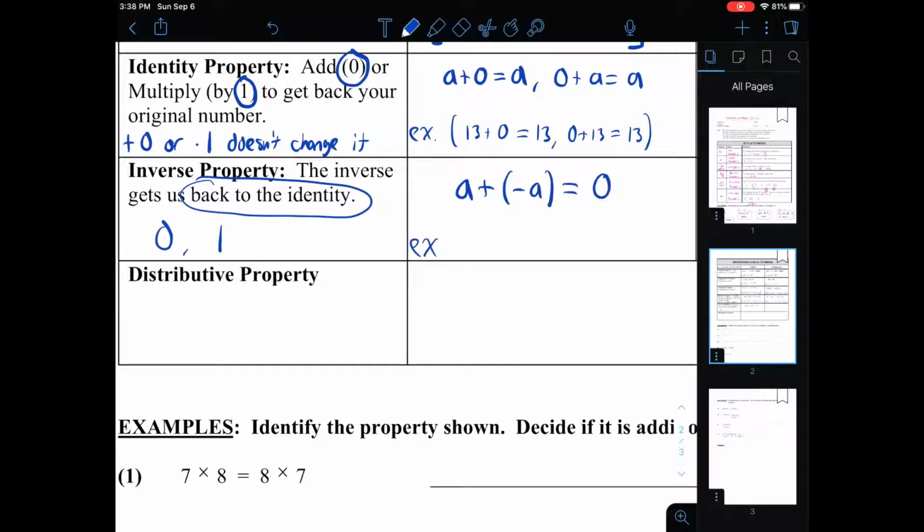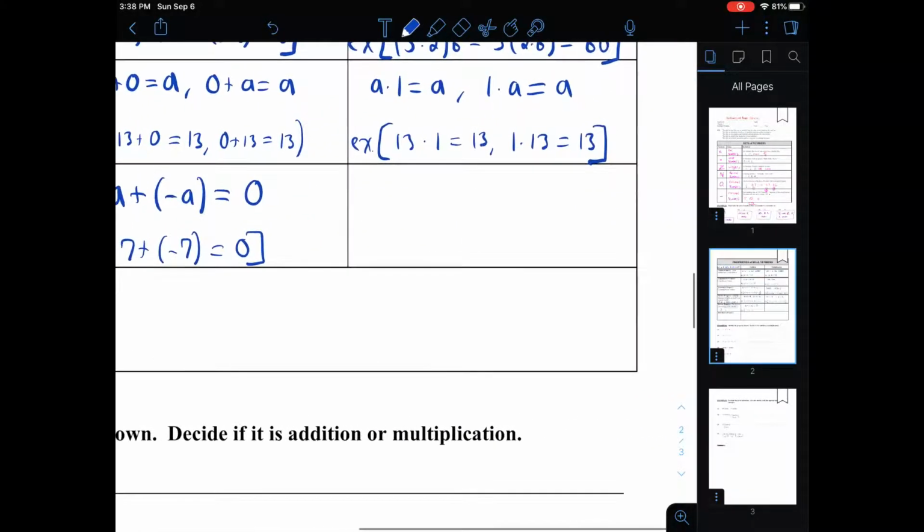So our example would be, if we do 7 plus what? Negative 7 equals 0. And then the multiplicative inverse, it's going to be a times, how do we get to 1? What can we multiply? I kind of gave it away there. But a times what would get us back to 1? It's going to be 1 over a. Multiplying by the reciprocal gets it back to 1, right? So that's going to equal 1.